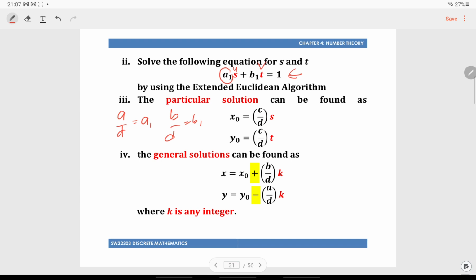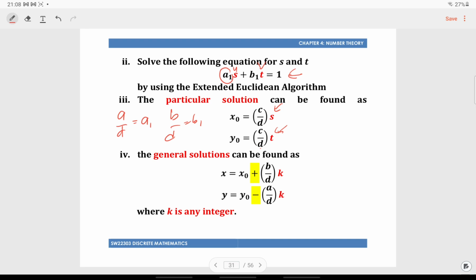Once we obtain the values for S and T, then we can find the particular solution. The particular solution is denoted by X naught and Y naught. The value for X naught is equal to C over D multiplied by the value of S, which is obtained by using the extended Euclidean algorithm. Y naught is obtained the same way: we multiply C over D, but this time with T.